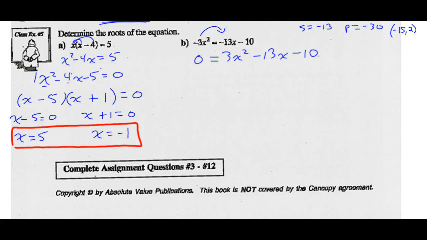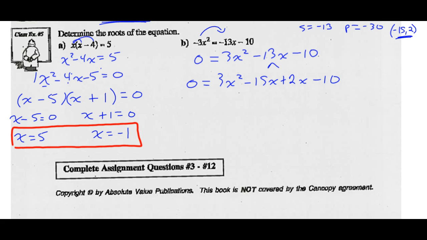So we're going to use those two numbers and decompose the middle term. Remember, this is an equation, so 0 is going to equal all this. We keep the first term, 3x squared, the same. Decompose negative 13x using negative 15 and 2. So I'm going to write down minus 15x plus 2x, and minus 10 stays there.